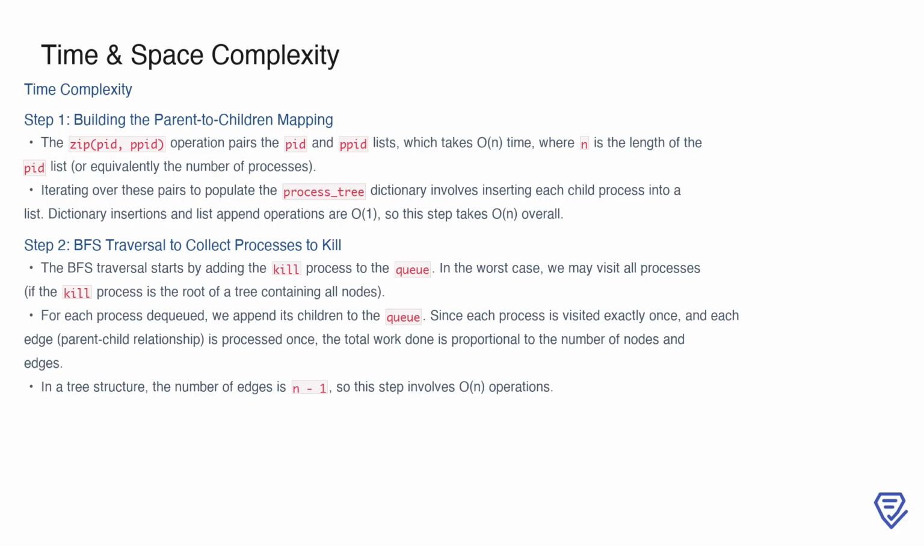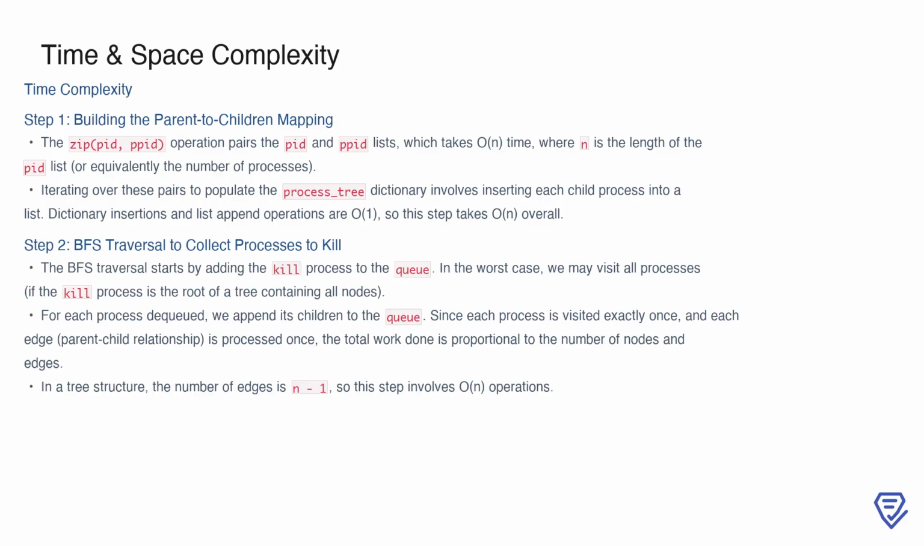Next, we consider the BFS traversal, where we begin by enqueuing the kill process. In the worst case, if the kill process is the root of a tree containing all nodes, we would visit every single process. For each node dequeued, we process its children by appending them to the queue. Since each node is visited exactly once, and each edge in the tree is processed once, the traversal is proportional to the total number of nodes and edges. Given that a tree with n nodes has n-1 edges, this step also takes O(n) time.